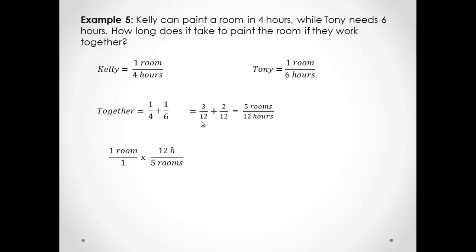But the question is about 1 room. So how long does it take for them to paint 1 room? So we use this conversion factor that we just created, and we have to flip it because we want to see the rooms cancel out. Now we will get an answer left in time, which is simply hours. And the answer is 2.4 hours.